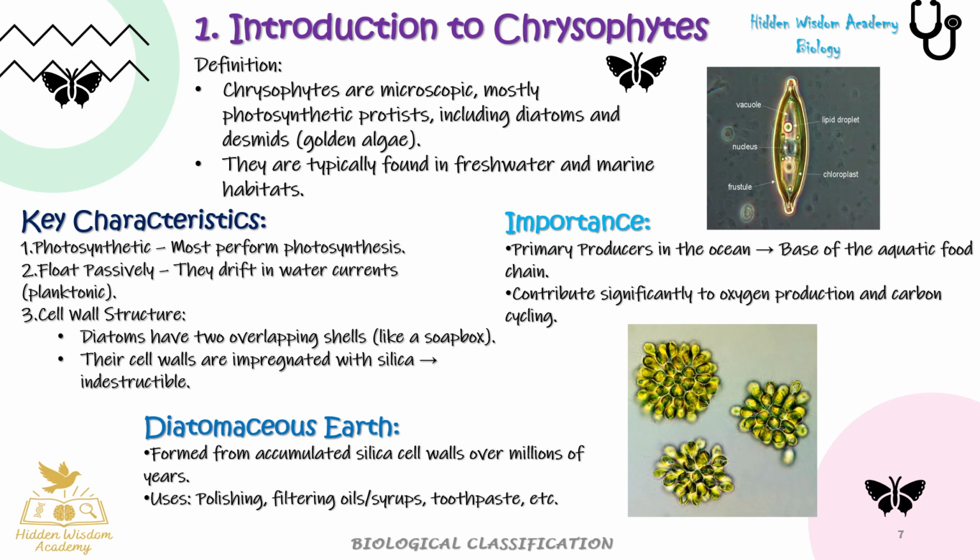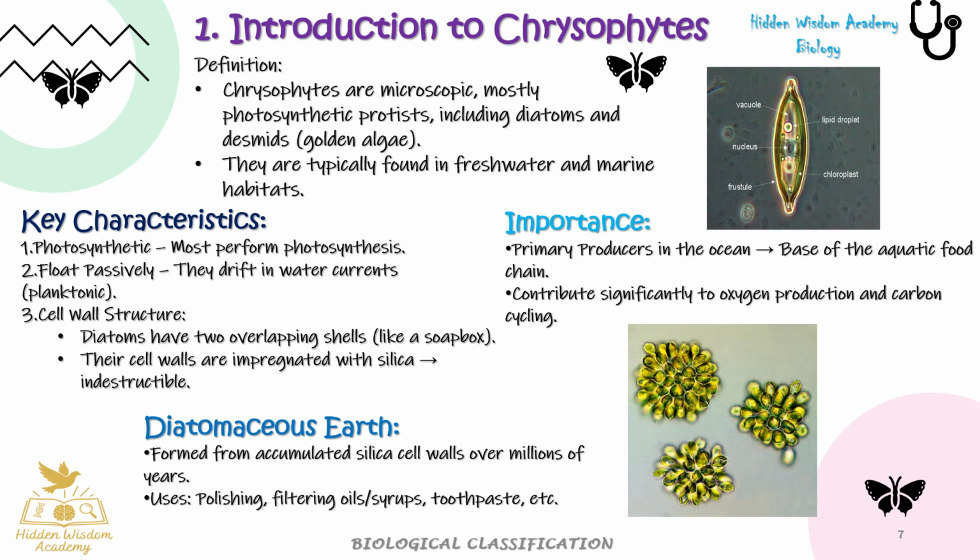Key characteristics of chrysophytes. 1. They are photosynthetic, most perform photosynthesis. 2. They float passively, they drift in water currents, planktonic. 3. Cell wall structure: diatoms have two overlapping shells, like a soapbox. Their cell walls are impregnated with silica, so they are indestructible.